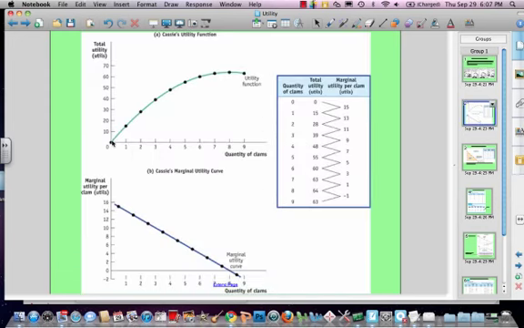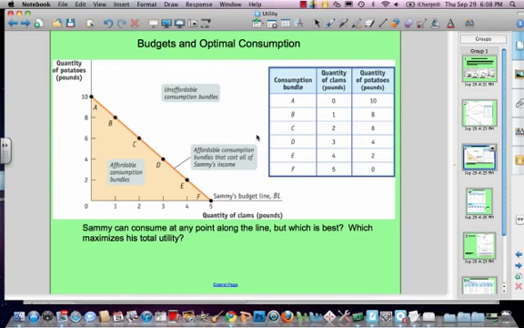Graphically, this idea of diminishing marginal utility says that for each additional unit of a product that I consume, in this case clams, what's happening to my total utility? It's increasing, but it's increasing at a decreasing rate. Similarly, on the marginal utility curve, as you look at additional units consumed, my marginal utility decreases with each unit that I consume.